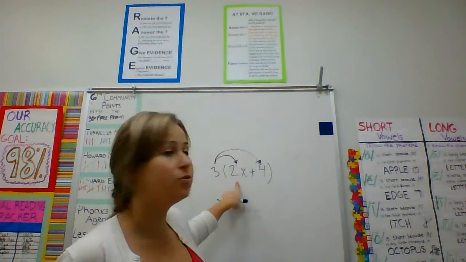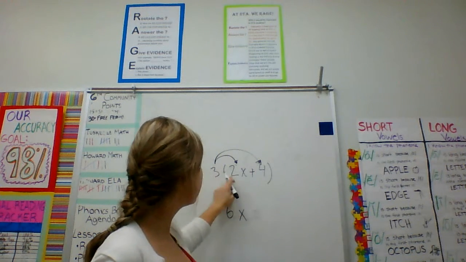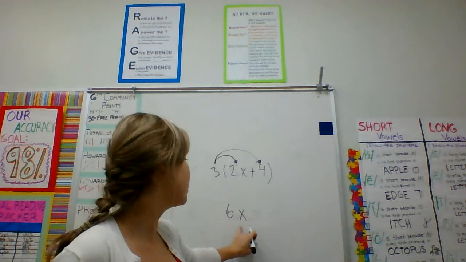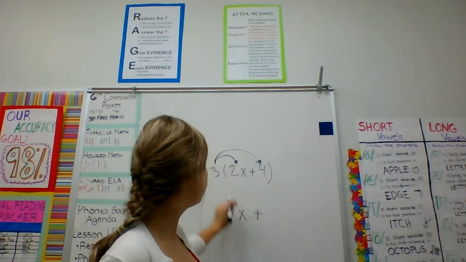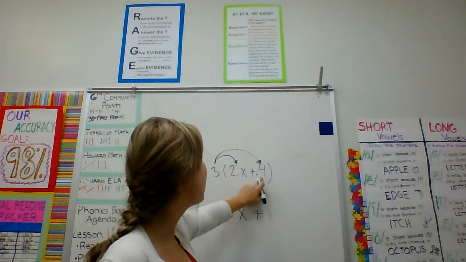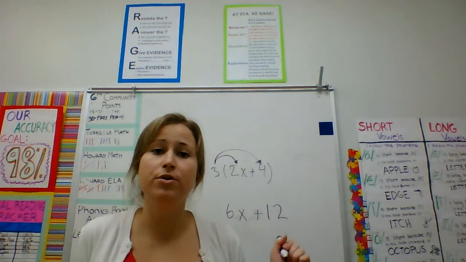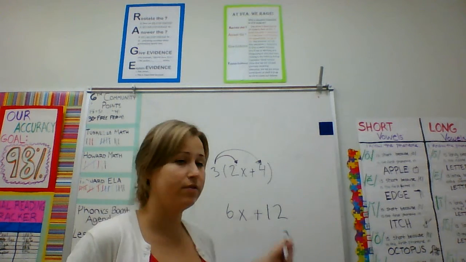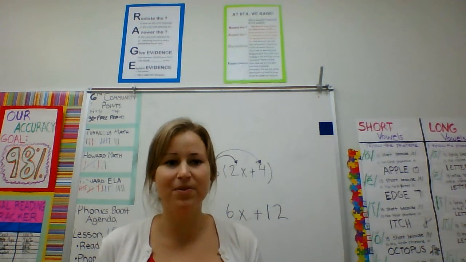3 times 2x is 6x because 3 times 2 is 6. And if I'm multiplying by a variable, I'm going to bring that down as well. So I have 6x plus, because I have no negatives, only positives, 3 times positive 4, which is 12. So my new simplified expression is 6x plus 12. This is all I'm doing right now. I'm just simplifying by using the distributive property.